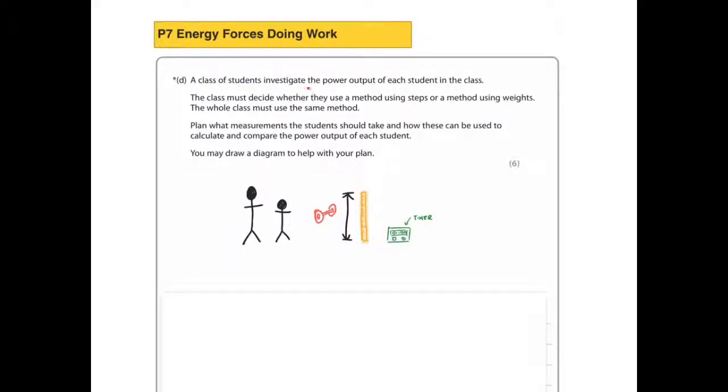A class of students investigate the power output of each student in the class. The class must decide whether they use a method using steps or a method using weights. The whole class must use the same method. Plan what measurements the student should take and how.